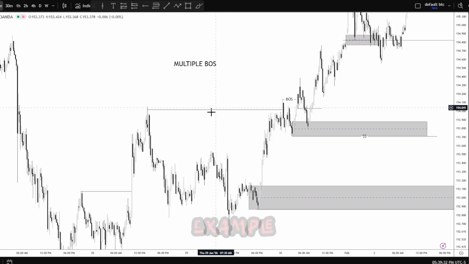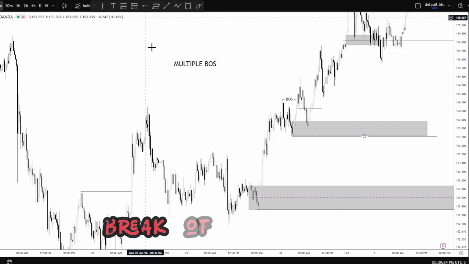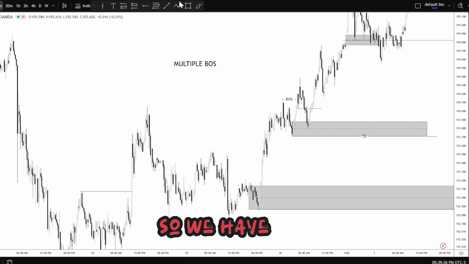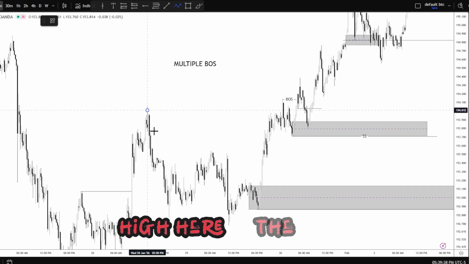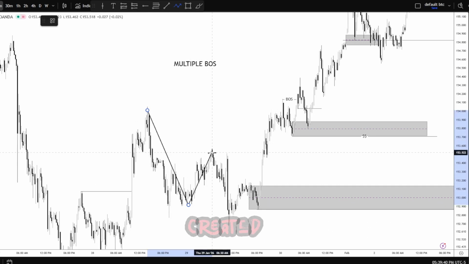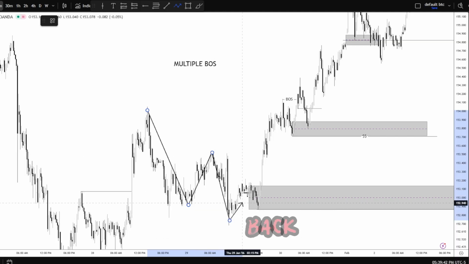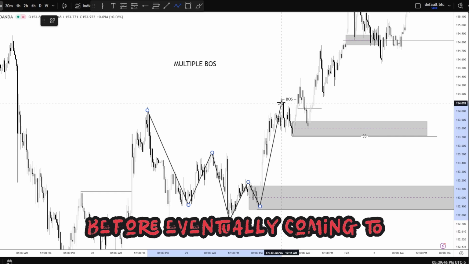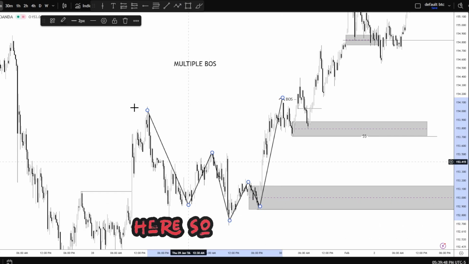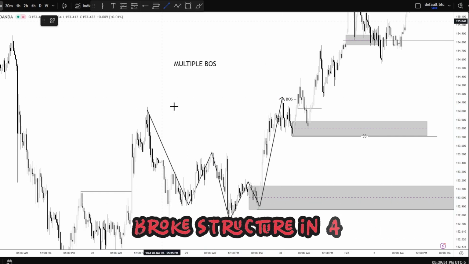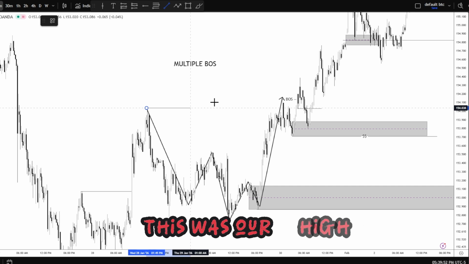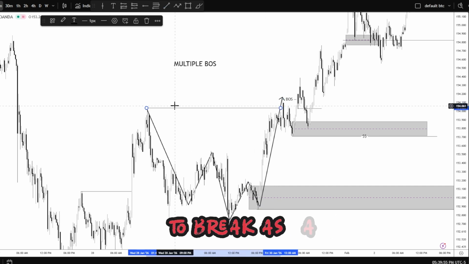So this is an example of a multiple leg break of structure pattern. We have our high here. The market came back, created this low, came back, before eventually coming to break structure here. So the market broke structure in a multiple way. This was our initial high that we were trying to break as a break of structure.